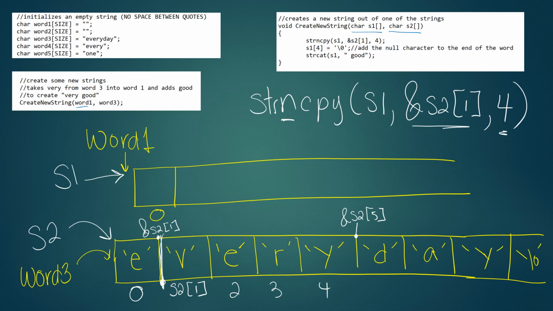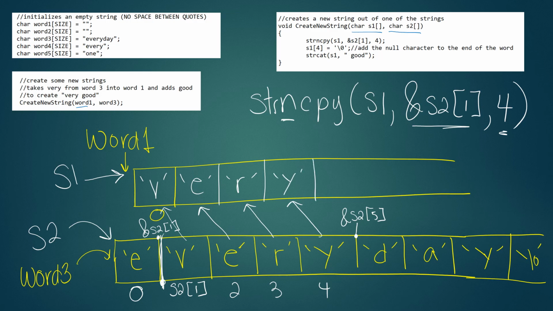If it was just string copy, we would not put how many characters. So we're going to put V from here, E, R, Y in here.